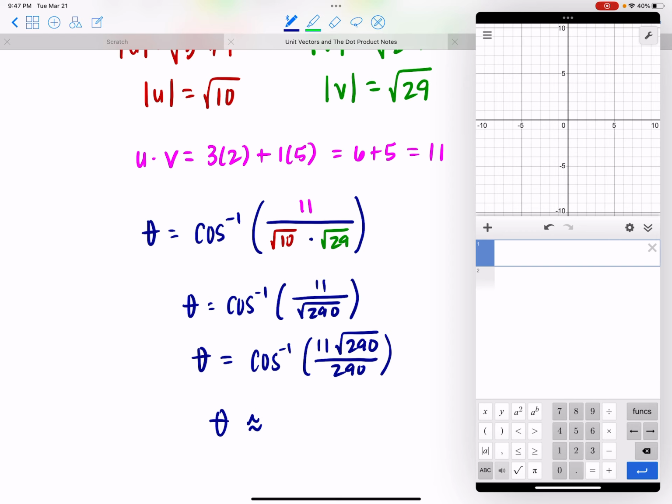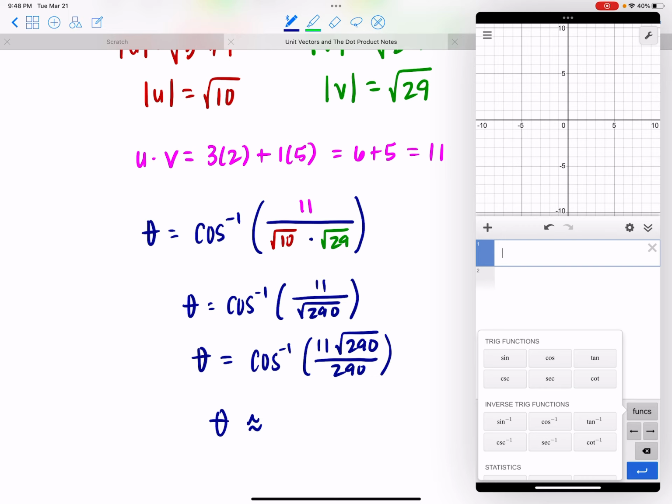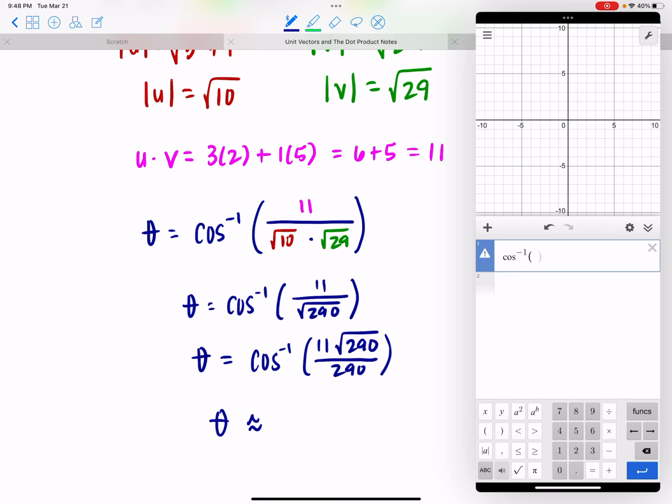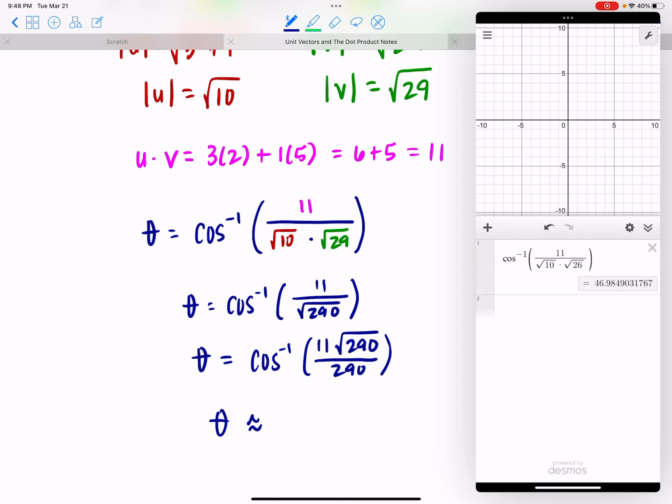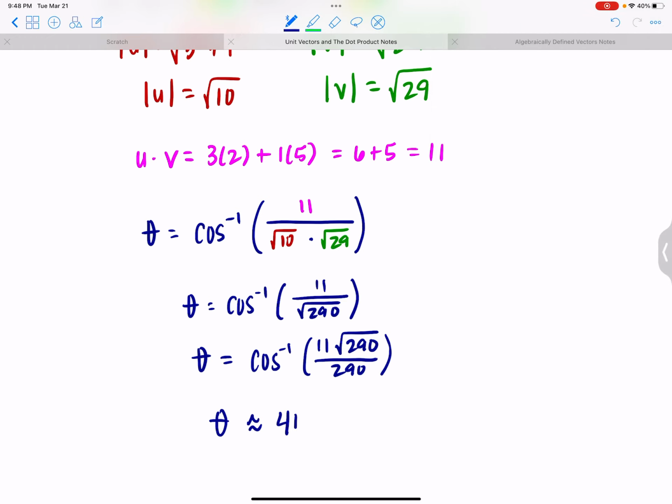So with the calculator, we say, hey calculator, what is the inverse cosine of a fraction that has, and I'm going to put the unrationalized version in there just in the event that I messed something up. So 11 over, let me put in radical 10 multiplied by radical 29, and then just make sure I'm in degree mode. So I get about 46.98 degrees. And that's going to be my angle.